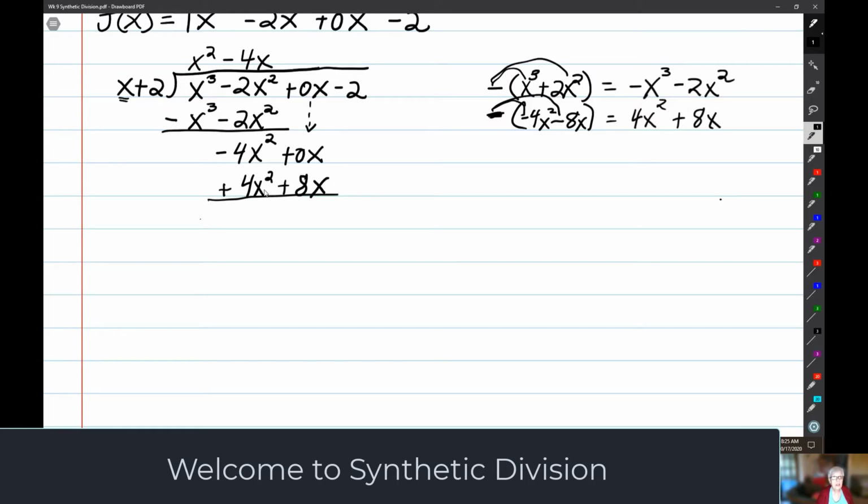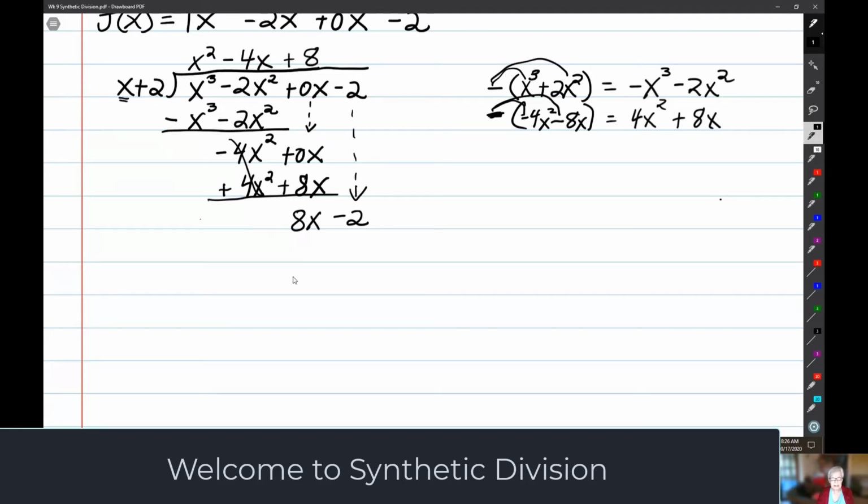Negative 4x squared plus 4x squared is 0. 0x plus 8x is positive 8x. And then I bring down the next term, which is minus 2. This is the last time I'm going to divide. I ask myself, what do I multiply x by to get 8x? Well, that would be positive 8, which translates into a plus 8.